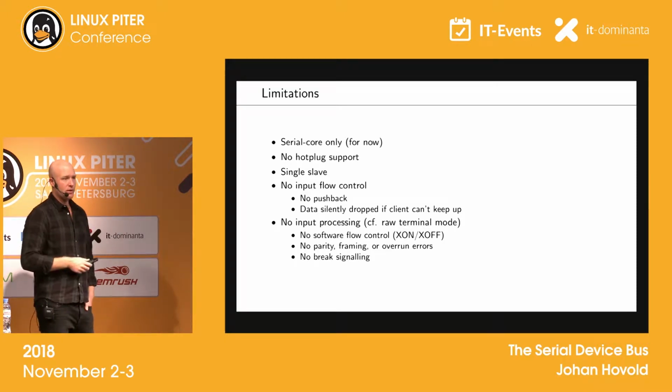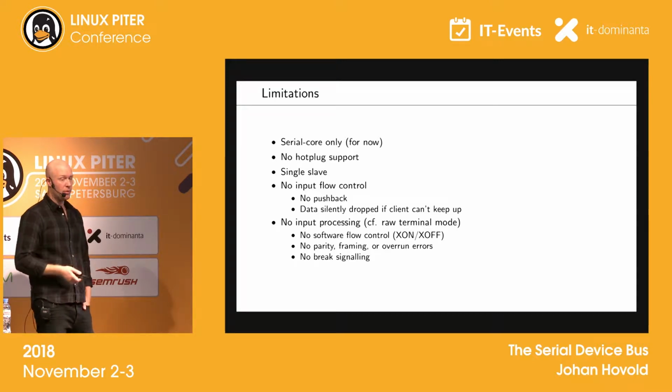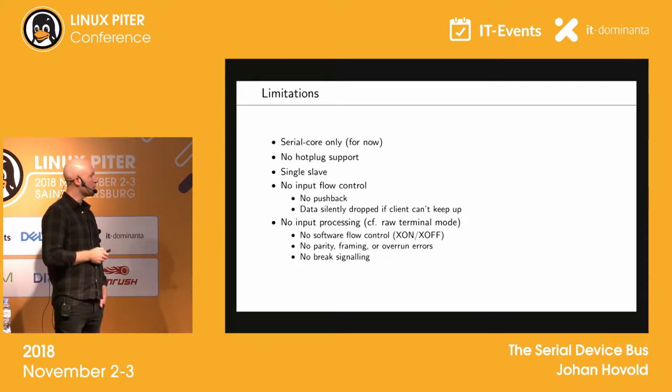It's single slave only. There's no support for any kind of generic muxing or for dealing with multi-drop buses, RS-485 and so on. And while you can now configure the controller to use hardware flow control, this only applies in the outgoing direction because there is no pushback mechanism implemented for input flow control. So if your client driver can't keep up, there's no way of informing the lower layers, and data will simply be dropped. But that's probably what you want to do anyway. There's plenty of buffers in the TTY layer, and if you can't keep up with that, you have bigger problems.